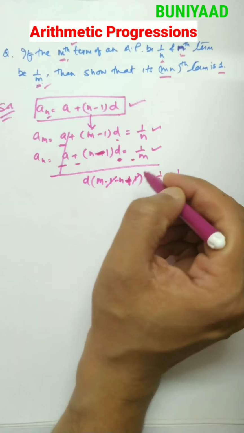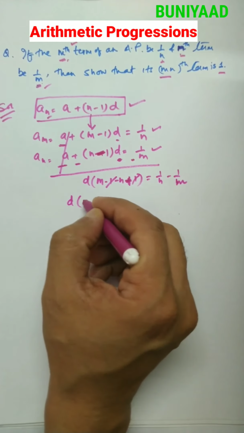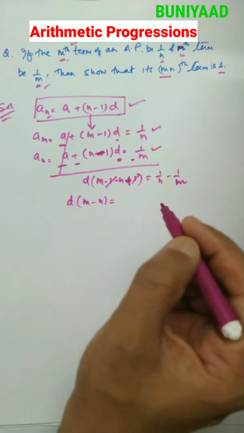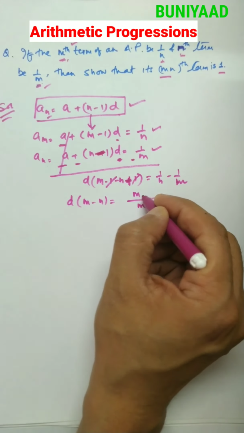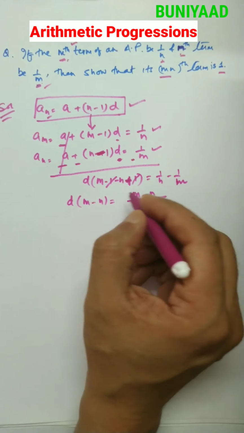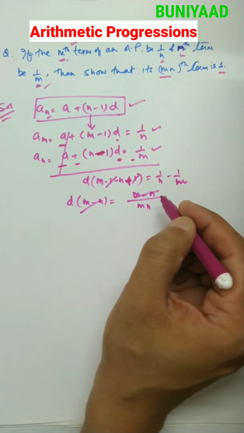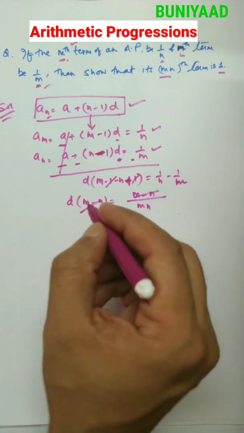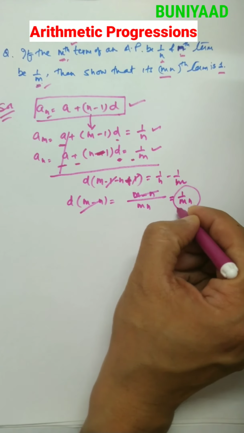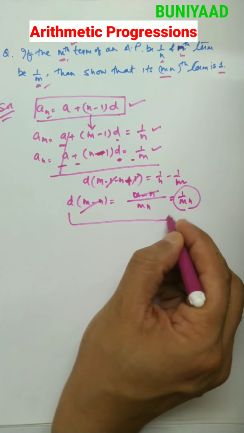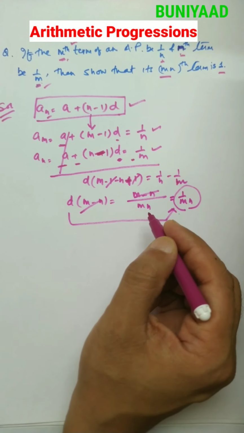So the 1 got cancelled, so you are left with d into m minus n, and you will take the LCM here. mn is the LCM, and this becomes m minus n. So m minus n got cancelled. So what is the value of d? d is now 1 by mn. So you got the value of d. So you got the value of one variable.